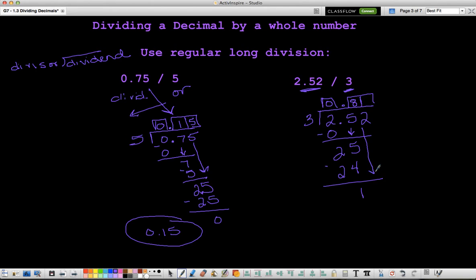I still have to bring down the 2. Now I have 12 pieces, and I know that I can make 4 groups of 3, and I'll have 12, and that'll leave me with 0 pieces left over. And my answer in this case is 0 and 84 hundredths. Again, you can look at this in several ways. You can say 2 divided by 3, can't do it. Or you can say, okay, I have 2 pieces. How many groups of 3 can I make? 0. It all means the exact same thing.